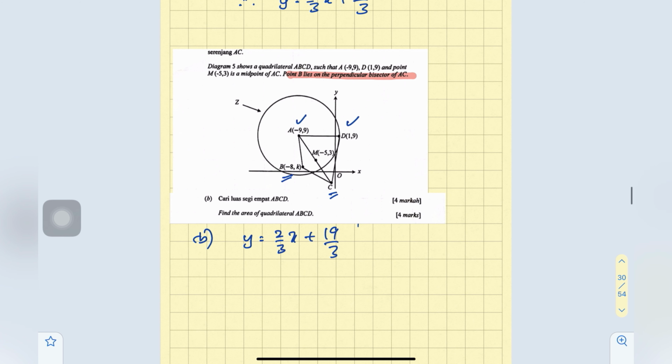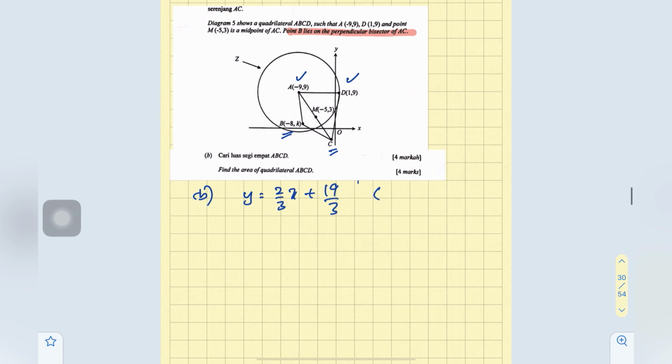Okay, dia passes through point B. So point B ni ialah (negative 8, K). So this is coordinate x, coordinate y. So kita masukkan lah. K equals 2 over 3 times negative 8 plus 19 over 3. So nanti kita dapat K equals 1. Okay, so therefore dapatlah point B which is (negative 8, 1).